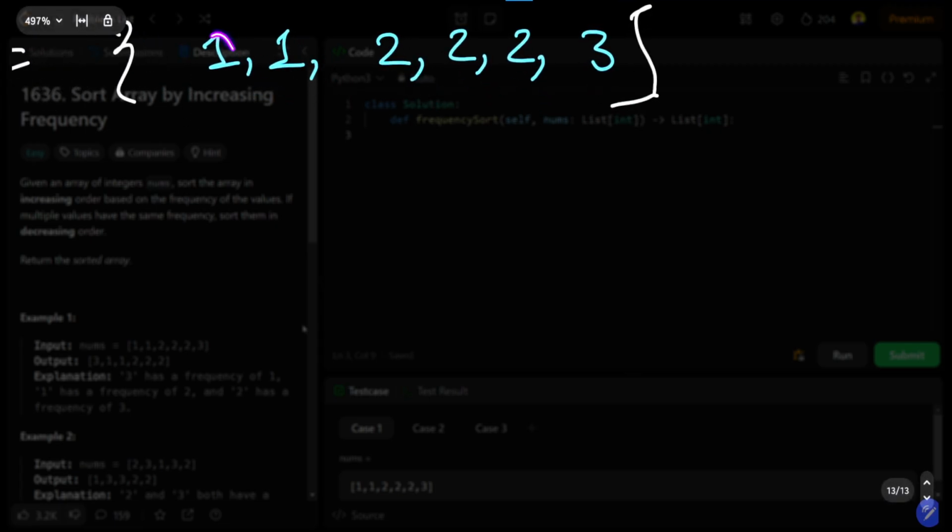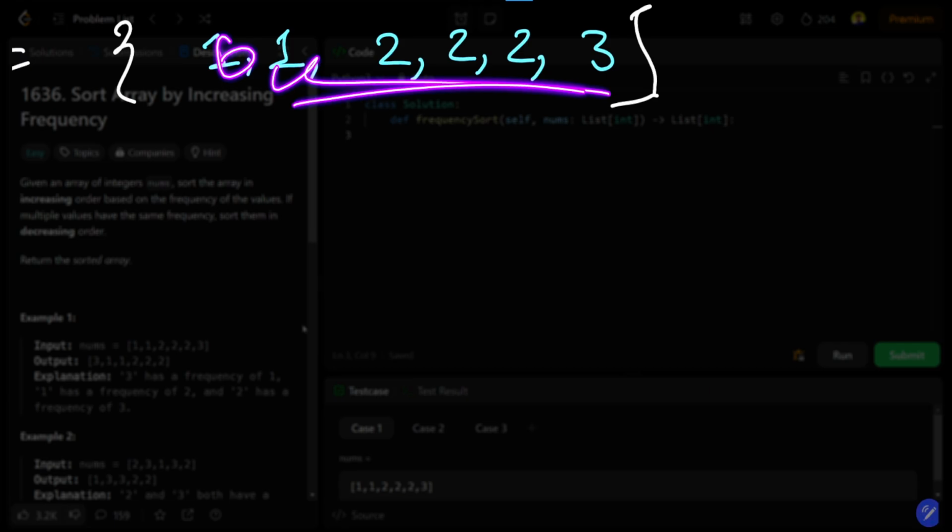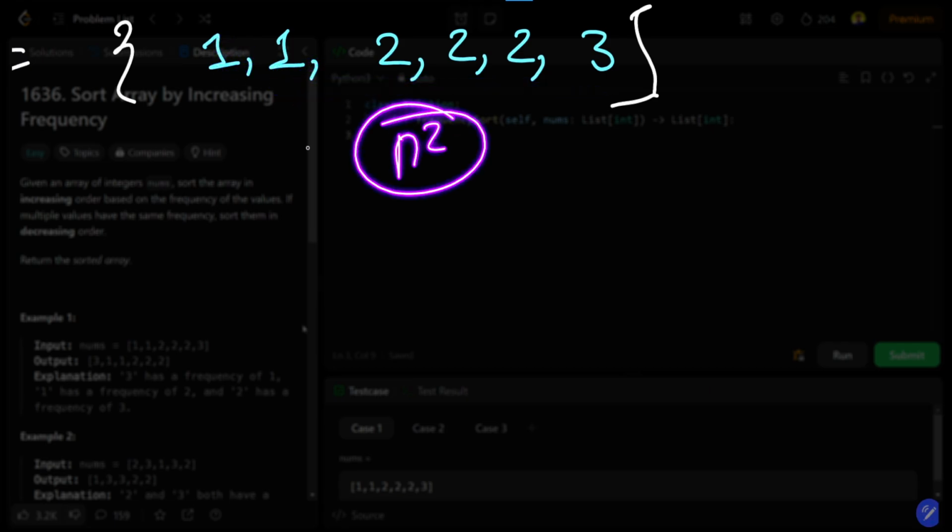That means I will be comparing each number with the other numbers. By looking at it, you can see I've been comparing each number with every other number. That means I might be using n square time complexity.